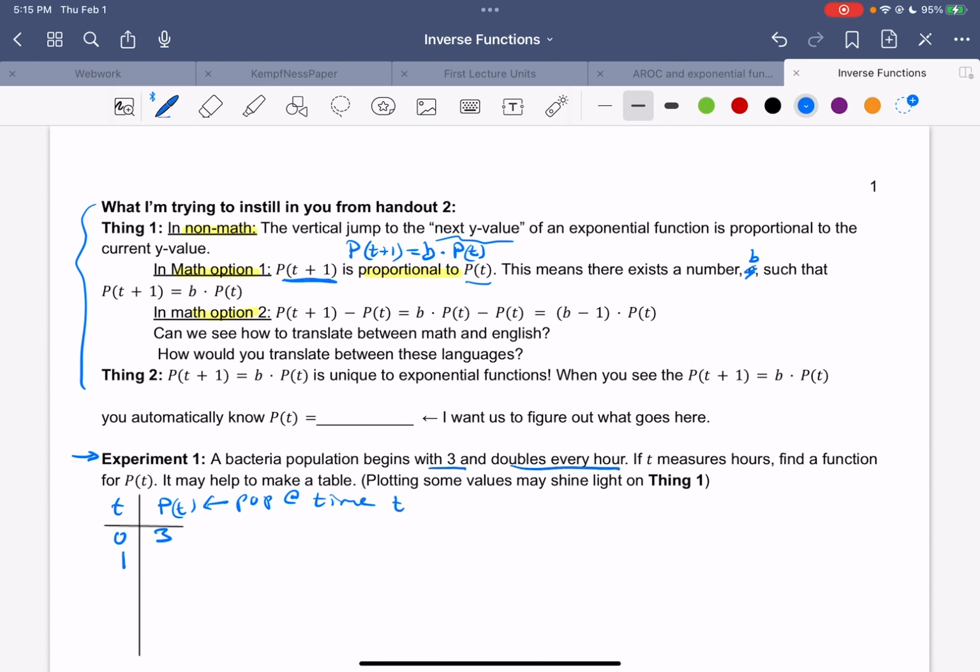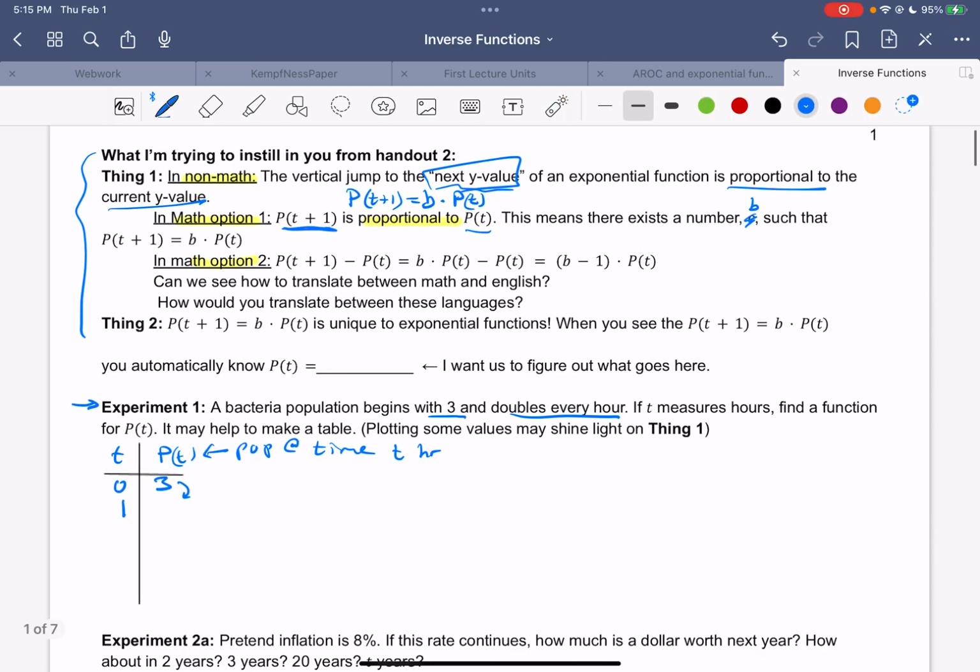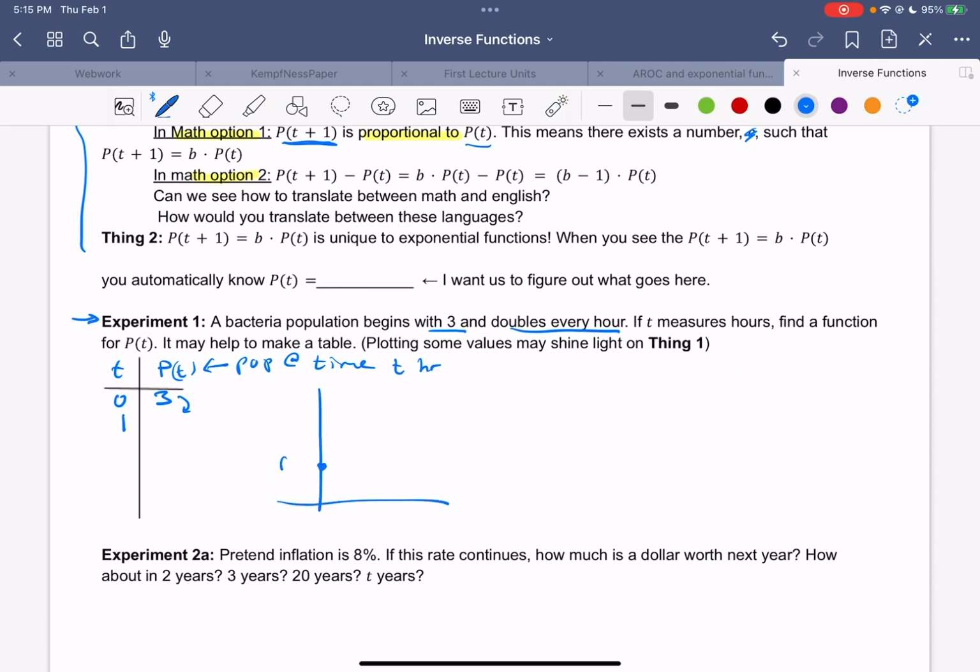Okay, so 1 hour later, sorry, at t hours, 1 hour later, what's the population? Well, this number has to double. The next y value is proportional to the current y value. So I'm trying to write down the next y value, and here's the current y value. And if we drew a picture of this, I have 0, 3, and here's 1, and so what's the next y value that I use? What should it be? Well, it depends on this current y value. And it's going to double every hour. So 1 hour later, I should double that 3, and I should get 6. So 1, 6, okay? But I'm going to write that as 3 times 2. We can agree 6 is 3 times 2.